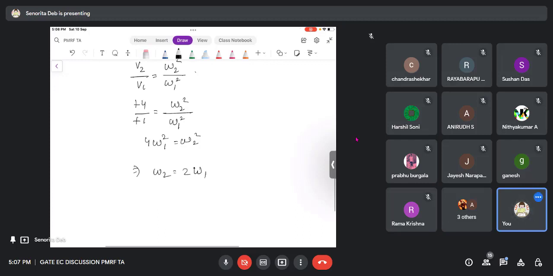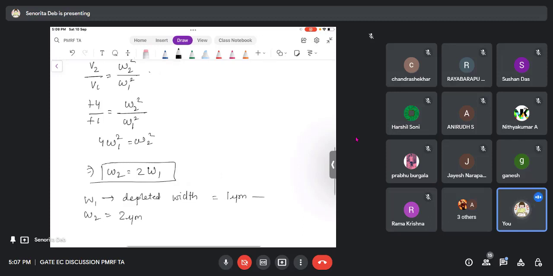Now what is W1? It is the depletion width, which is given as 1 micrometer on each side. Don't take 10 microns. 10 microns is the total thickness of the channel. So this is the depletion width. That means the new depletion width will be 2 times of it, 2 micron. That means this was 2 micrometer total because 1 micrometer on each side, and this is 2 micrometer on each side. That means 4 micrometer total.